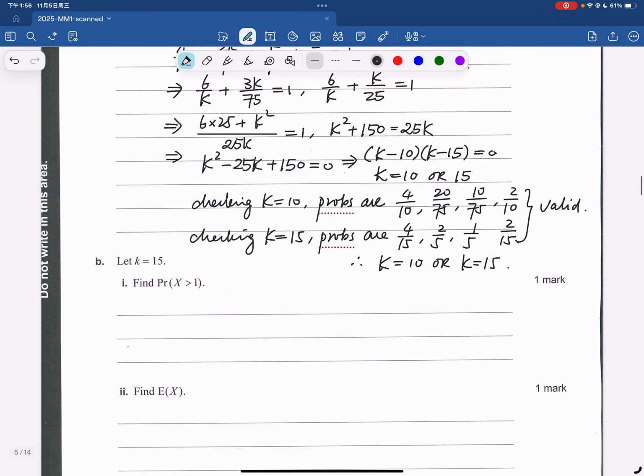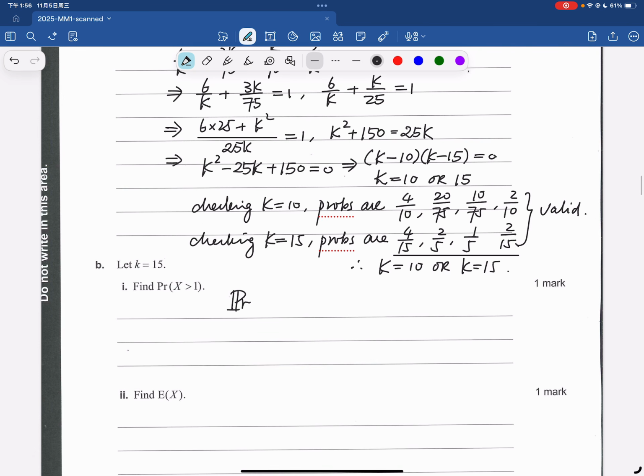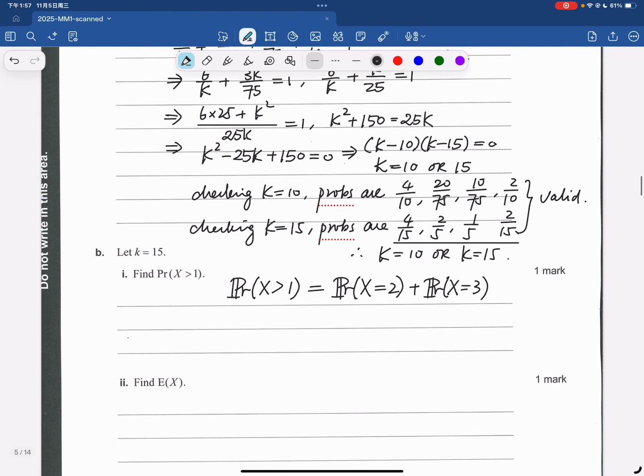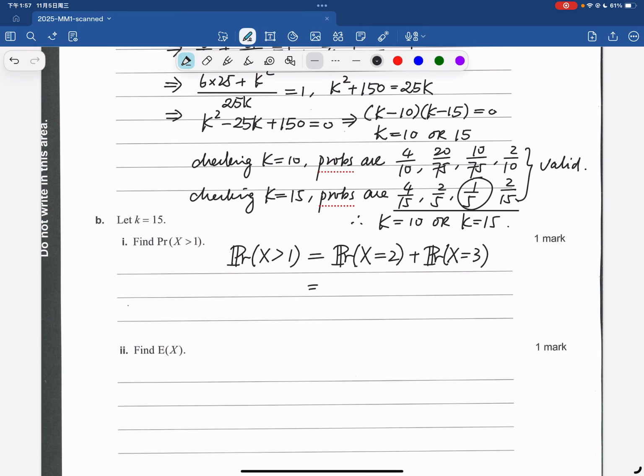The next thing is, if you have k equals 15, we already calculated the 4 probabilities. So probability of x greater than 1 equals probability of x equals 2 plus probability of x equals 3. Let me double check. Yep, only 2 and 3 are larger than 1. This is probability x equals 2, this is probability x equals 3 under the case k equals 15. Therefore, 1 over 5 is 3 out of 15, plus 2 out of 15. So that'll be 5 out of 15, and then you get 1/3.